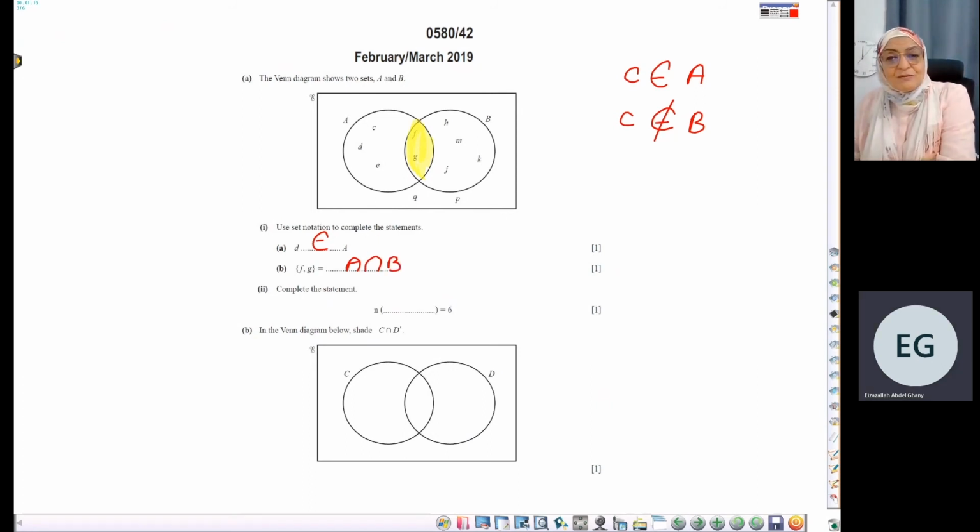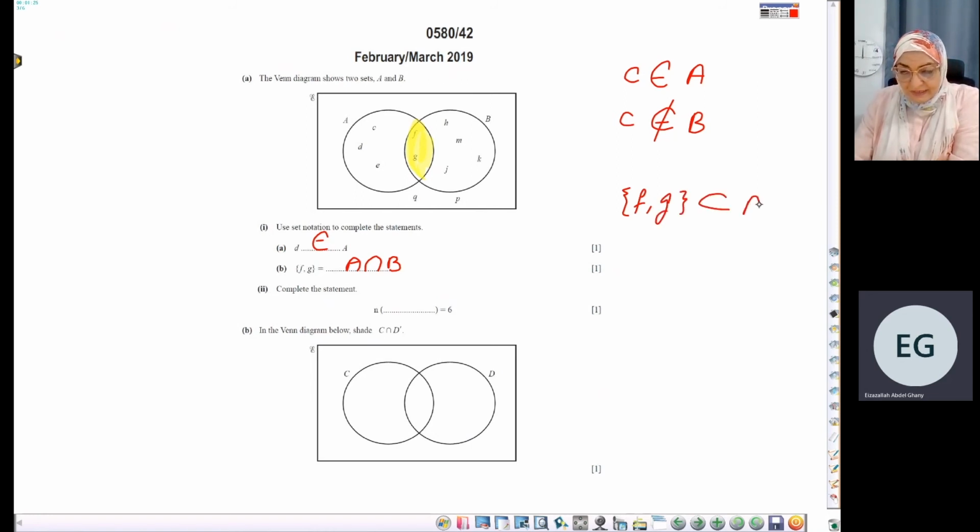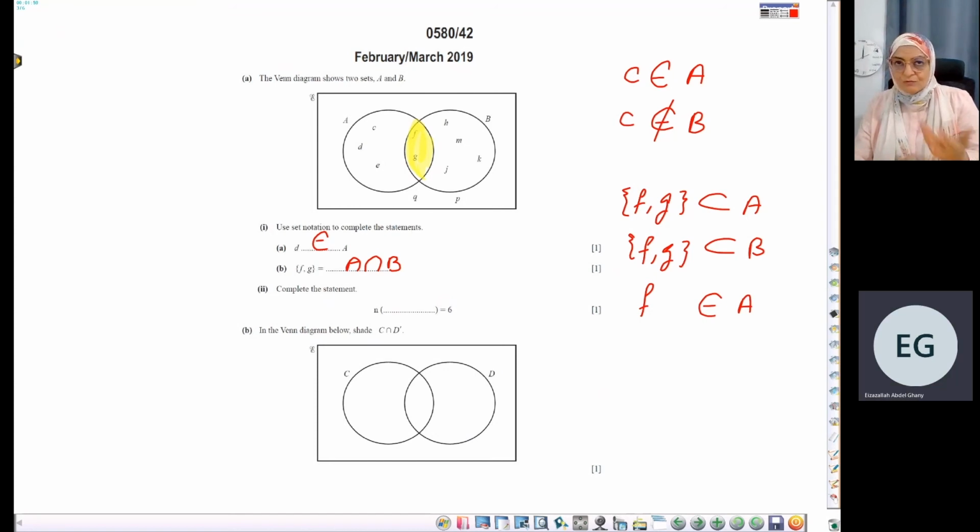You heard me saying something about subset. I'll tell you. Now, the set of F and G is a subset of A. The set of F and G is a subset of B. It looks like a letter C, but it's long. But if you want to speak about the element F without curly brackets, you write F is an element of A, or also F is an element of B at the same time. Okay, what about the letter Q, the element Q? Q is not an element of set A, and also it's not an element of set B.